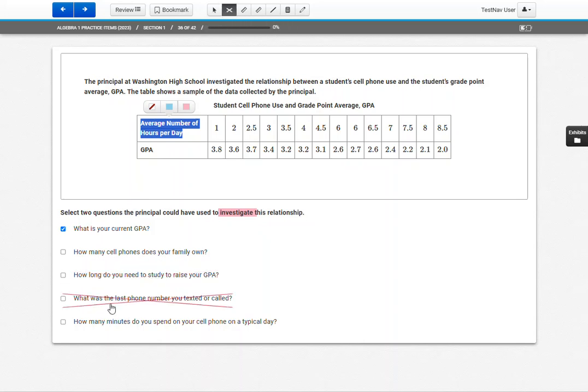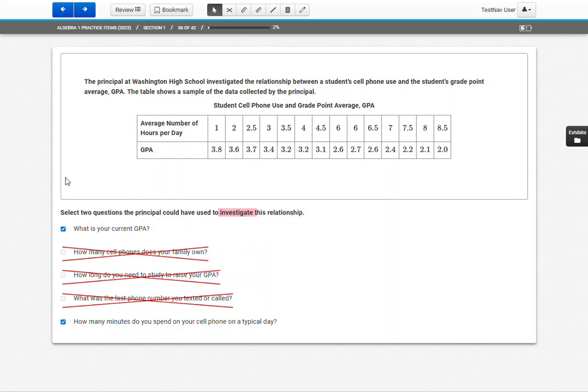No, I don't think he needs to answer this one or ask this question. How long do you need to study? He's not measuring that. What was the last phone number you texted? Nope. How many minutes do you spend on your cell phone on a typical day? So these 2 are the questions because it's asking me to find the 2 questions. Okay?